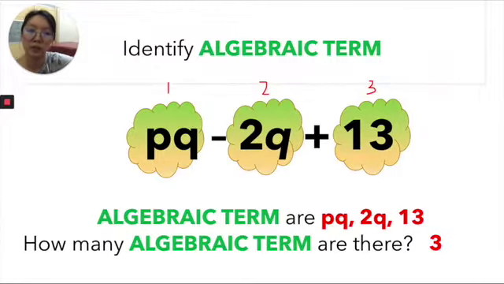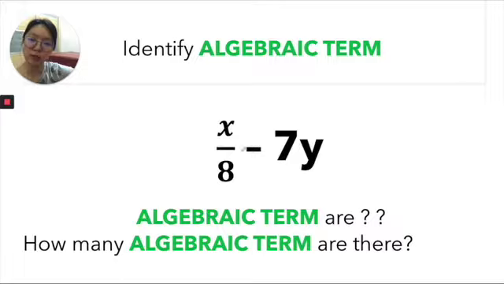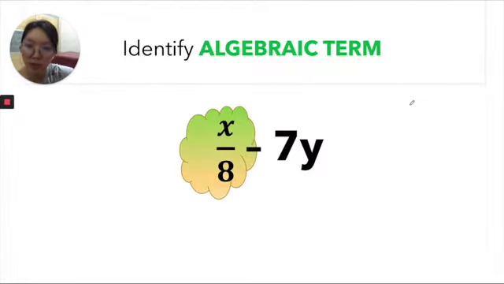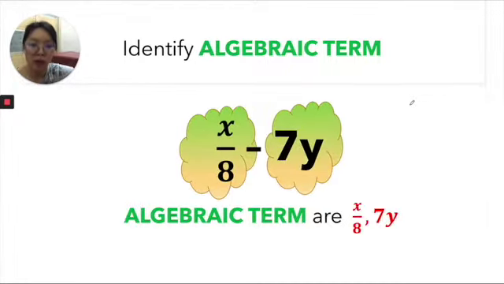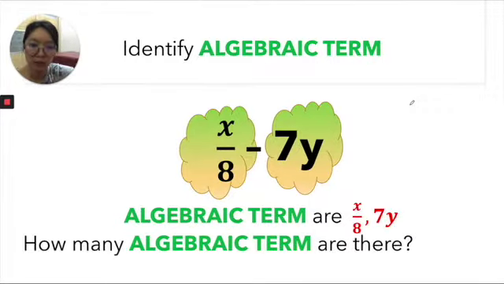3 altogether. This is an algebraic expression of x divided by 8 minus 7y. So how can I identify my algebraic term? Find plus and minus. So this is minus. I draw a line here, separate between these two. So on my left there is one term, on my right there is one more term. So my algebraic terms are x over 8 and 7y. x over 8, 7y. How many of them altogether? There are 1 and there are 2. So 2.